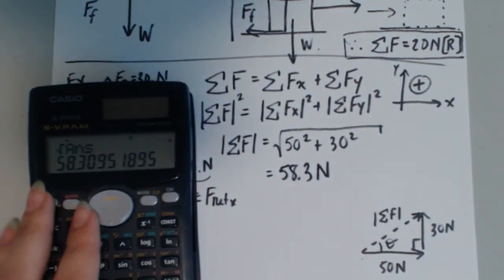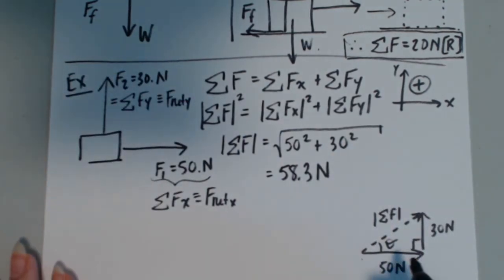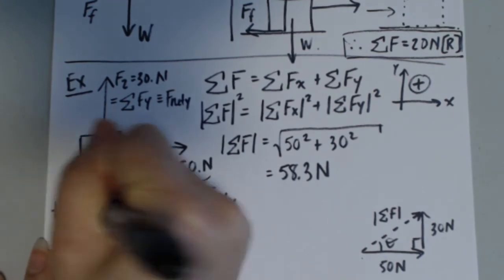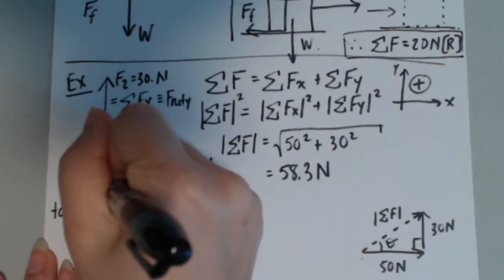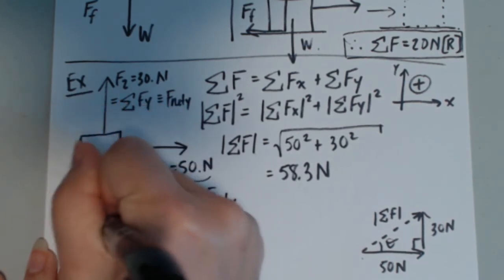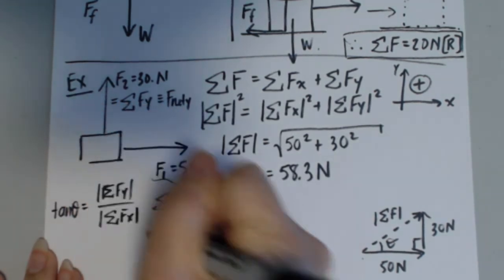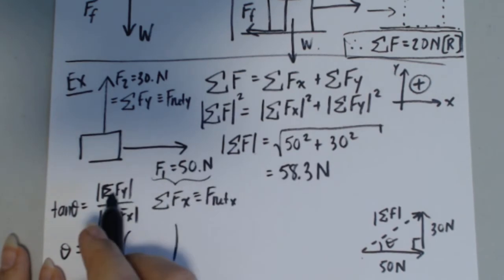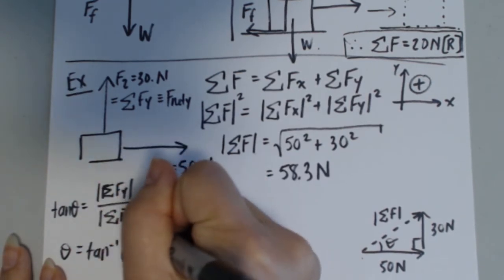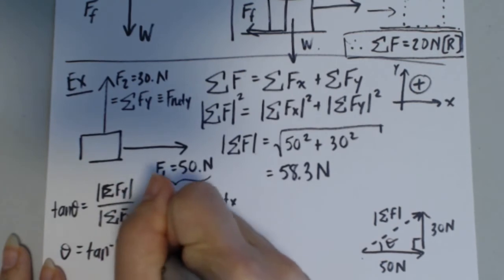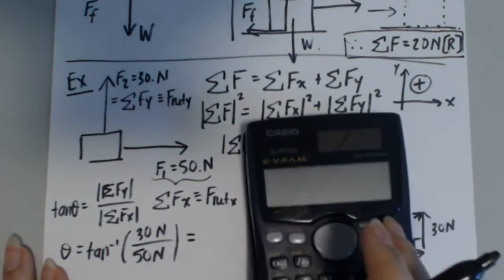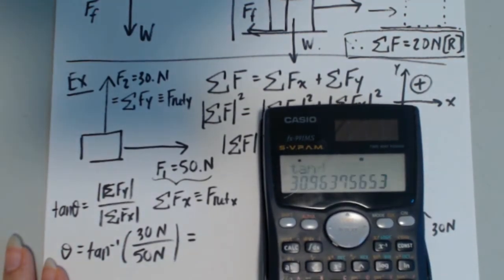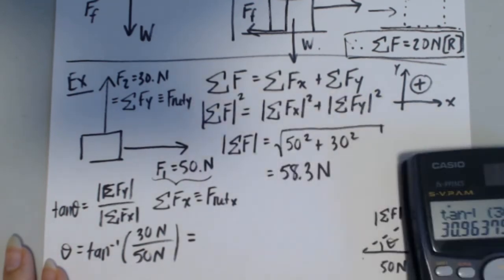newtons. We just have to figure out the direction. That's pretty simple. For the direction, you're always going to use tangent because we know opposite and adjacent. I'm going to do that over here. So tan theta is equal to the magnitude of the sum of the forces in the y divided by the magnitude of the sum of the forces in the x. So theta is equal to the inverse tangent of the sum of the forces in the y, that's 30 newtons, over the sum of the forces in the x, that's 50 newtons. So inverse tangent of 30 over 50, 30.96, we'll call that 31 degrees.